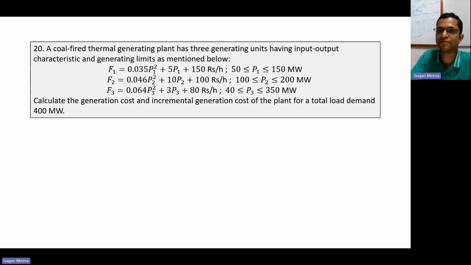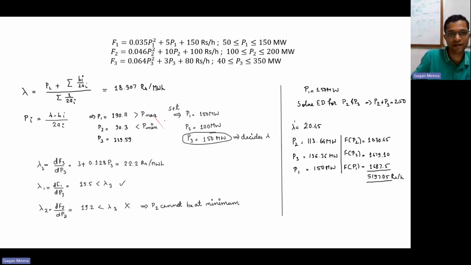First of all, these two generators are hitting their limits. One is hitting its maximum, one is below its minimum. First we have to satisfy the minimum one, because a generator cannot generate below minimum. Let us first fix the below-100 limit. If we set P2 as 100 and P1 as 150, the remaining goes to P3, which is 150, which decides the lambda.